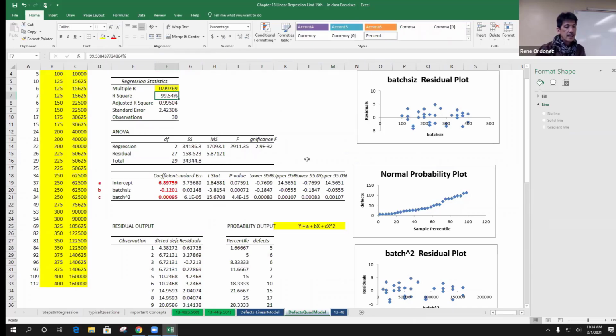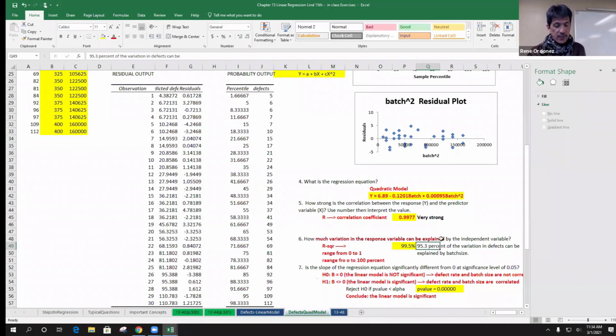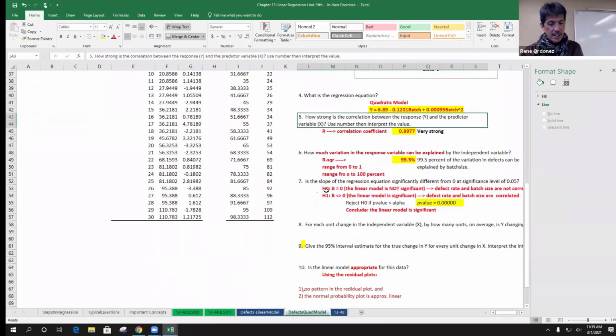So it is 99.54. The R squared for the linear model was only 95.3, but the quadratic model is even better at 99.5. So by these measures, the R and the R squared value, the quadratic model is a better model. Is the slope of the regression equation significantly different from 0 at a significance level of 0.05?